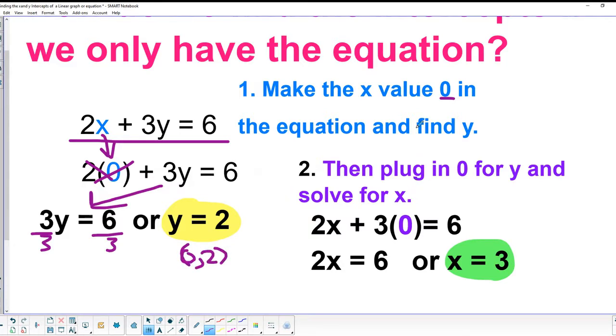What about for the x-intercept? For the x-intercept, we plug 0 in for y, like we did in this case. So we just plug in a 0. 3 times 0 is 0. So we're just left with 2x equals 6. And when we divide both sides by 2, we end up with an x-intercept of 3. So that coordinate would be (3, 0). So that's how you find the x and the y-intercept. Let's try a few more.